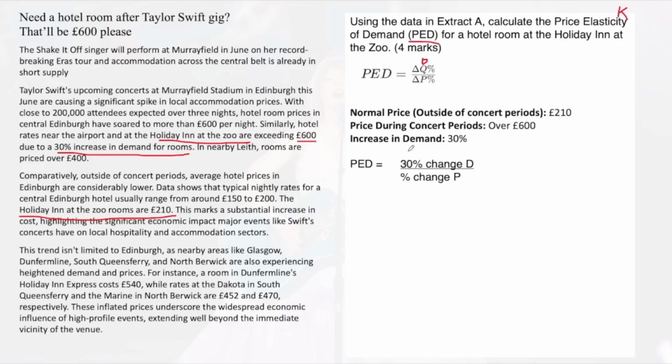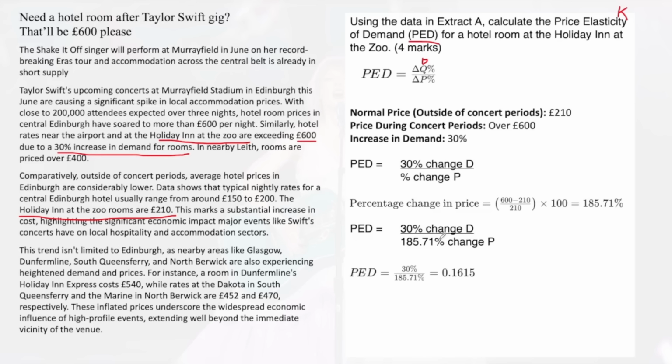We're going to have to work for that one a little bit. This was the gift. Now we need to work for the price. We're going to take the new price away from the original and divide it by the original times by 100, and we get that percentage. We then shove that into the diagram. We take that, divide it by that, and we get that.